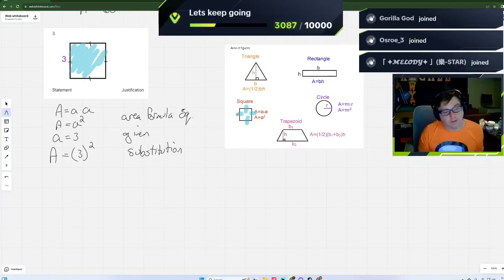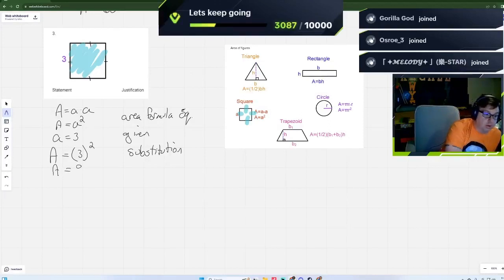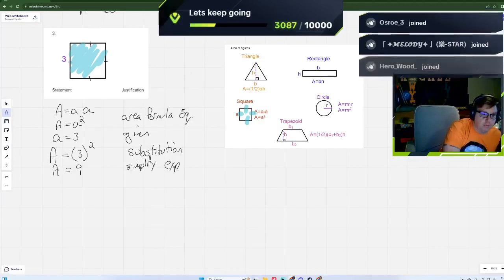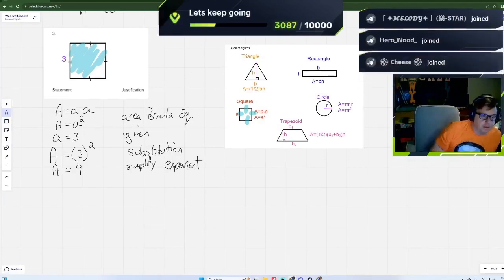And for my students, whatever you want. Either way, I will accept either answer. I don't care. I just want you to be able to get the answer. So when we do 3 squared, or 3 times 3, we get 9. We can say simplify the exponent. That's our justification, and we're good.